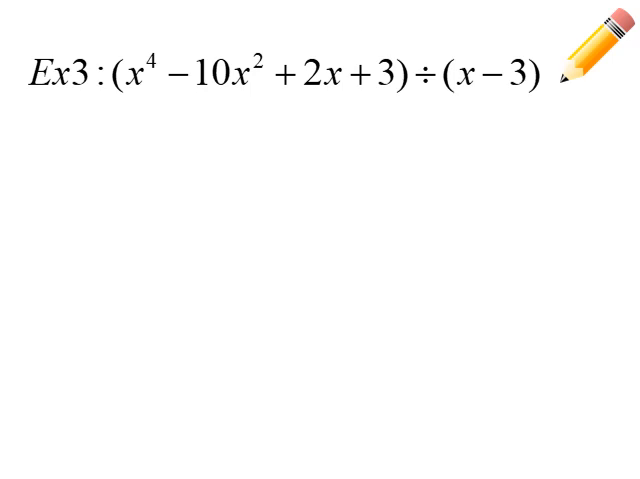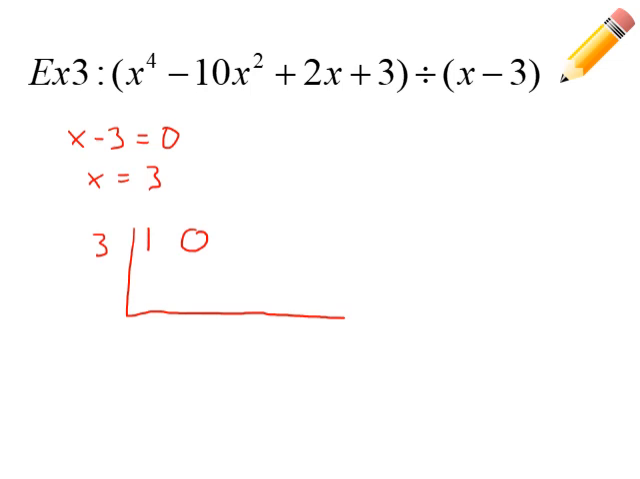Example 3. Still having the same first step. So I know my solution is 3. That's going to go on the outside of my synthetic division. My leading coefficient is 1, but I'm going to pause right there because x to the fourth after x to the fourth should be an x to the third, but I don't have that term. So I need a filler, a 0, for my x to the third term. Now I have my -10x squared, positive 2x, and my constant. So I have to fill in the 0 placeholder, just like long division.